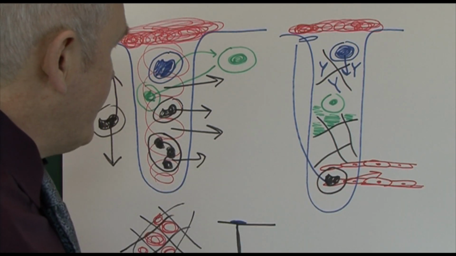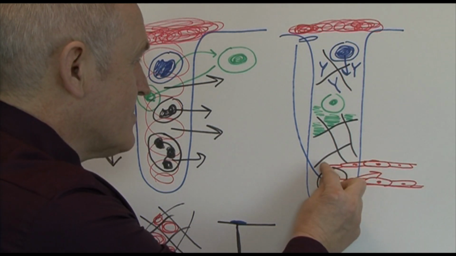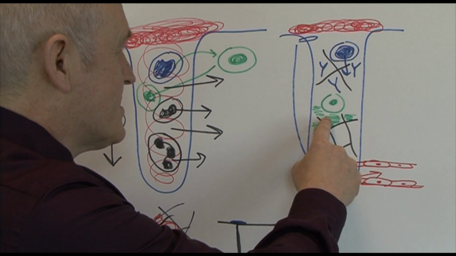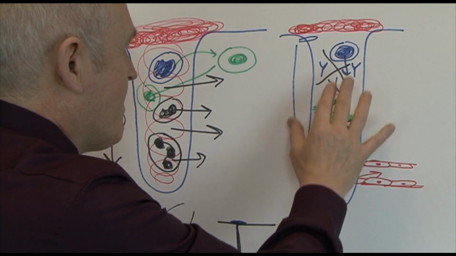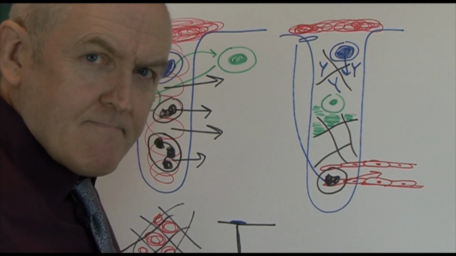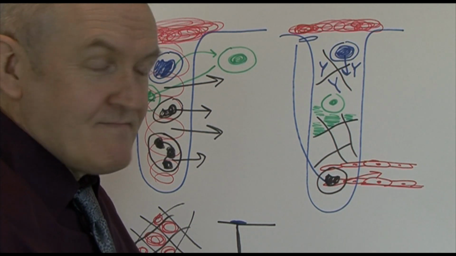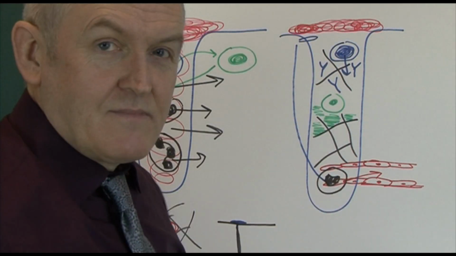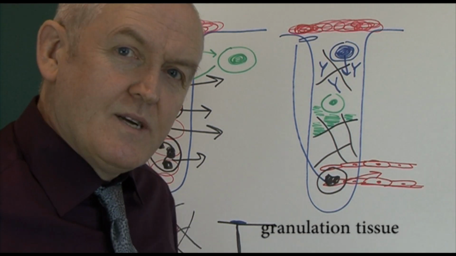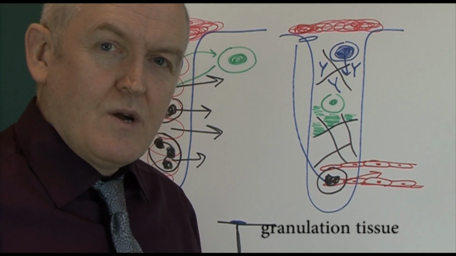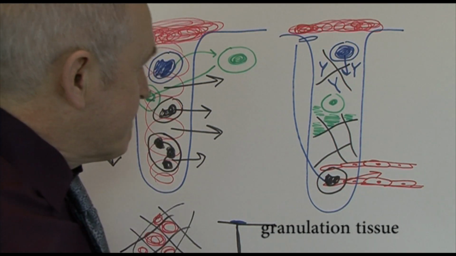The combination of the macrophages, the new capillary blood vessels, the collagen, the ground substance, the fibroblasts, the plasma cells, and the antibodies. What do we call that? What sort of tissue is this? Well, of course, this is granulation tissue. Granulation tissue is the essential intermediate tissue produced by the body to facilitate wound healing.